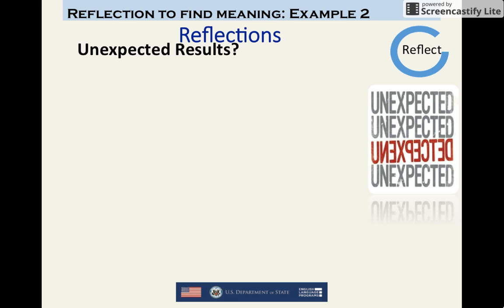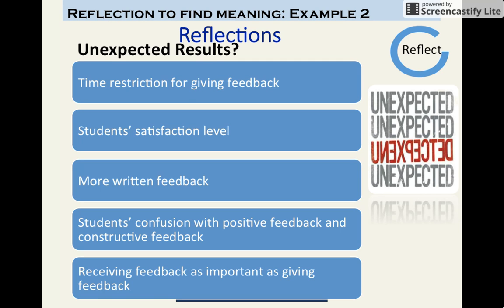But we also find some unexpected results in this example. This teacher found that there was time restriction for giving feedback. She found various degrees of student satisfaction level with the feedback: more written feedback, students' confusion with positive feedback and constructive feedback, and receiving feedback as important as giving feedback.